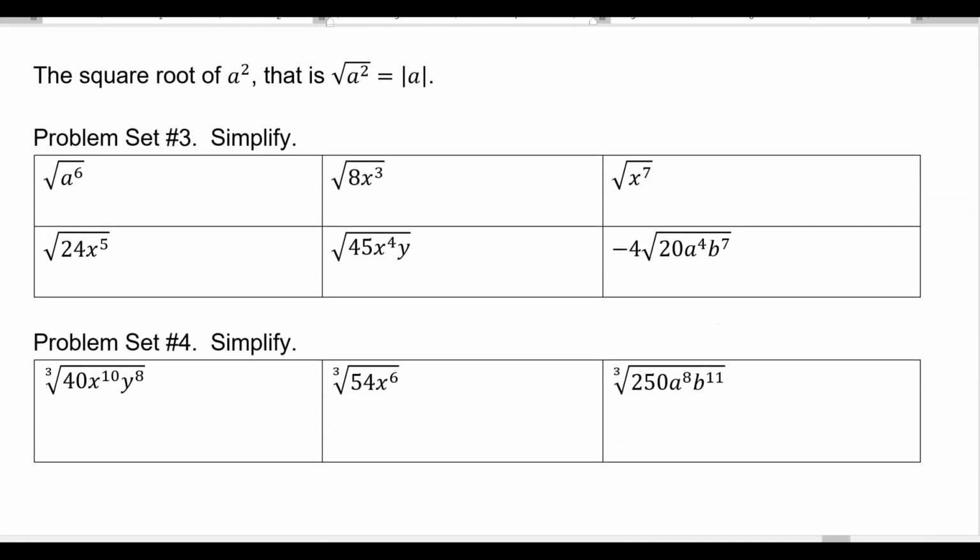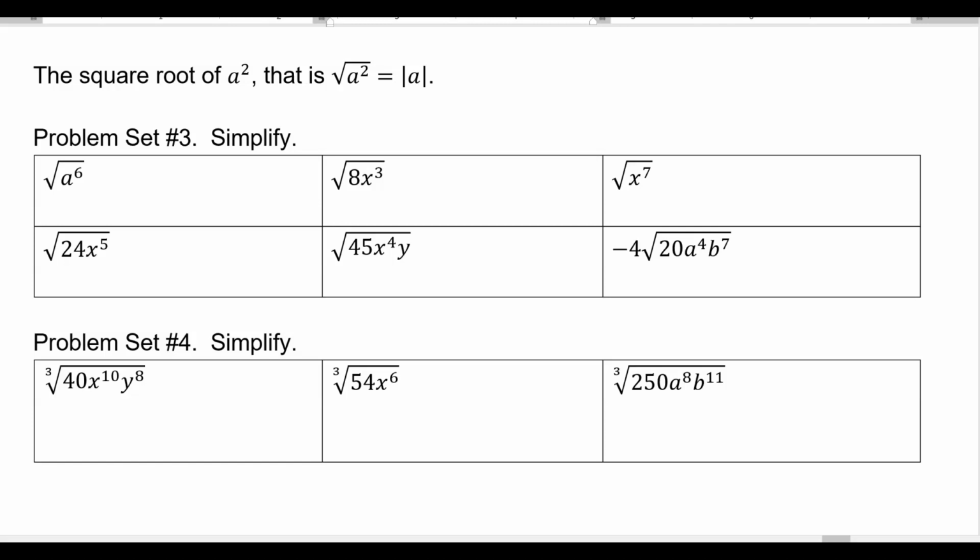Moving on, the square root of a squared equals the absolute value of a, because we don't know if a is negative or positive, so that's why they said the absolute value. Now, I'm not going to go over that. We're just going to simplify this without worrying about the absolute value symbol.